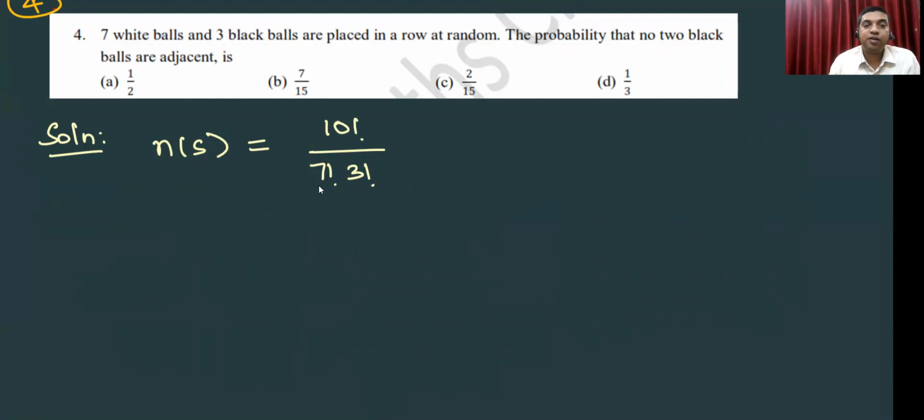Now, probability that no two black balls are adjacent. So what do you do? You first place the white balls.